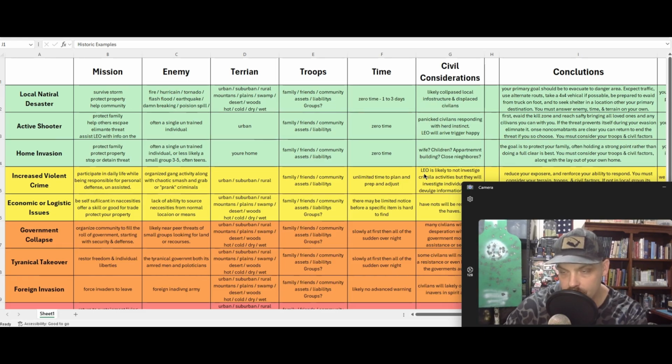Civil considerations: who's inside your house? Wife, children? Is this an apartment complex where you have thin walls and people living all around you in every direction, up and down? Are your neighbors super close to you, right? Talking about deconflicting fires and selecting what weapon we're going to use in these things. It's all stuff to consider in the civil considerations.